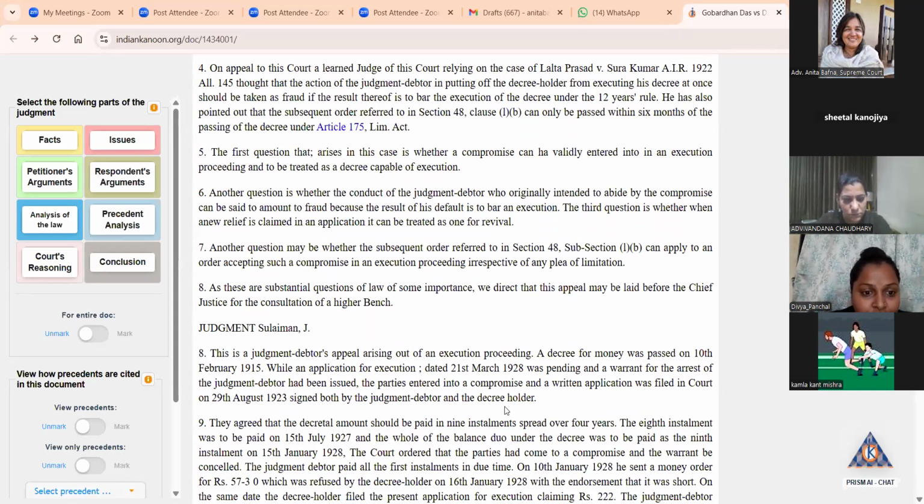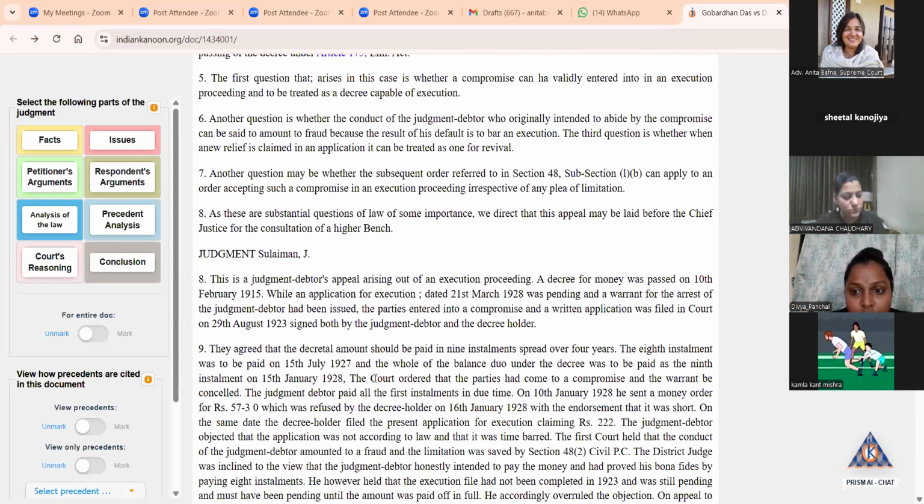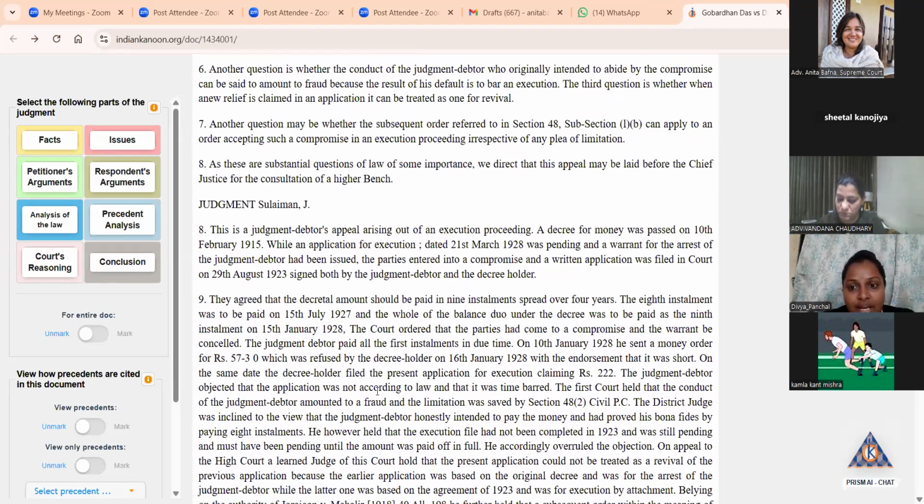Judgment. Suleiman J. This is a judgment debtor's appeal arising out of an execution proceeding. A decree for money was passed on 10th February 1915. While an application for execution dated 21st March 1928 was pending and a warrant for the arrest of the judgment debtor had been issued, the parties entered into a compromise. A written application was filed in court on 29th August 1923, signed both by the judgment debtor and the decree holder.